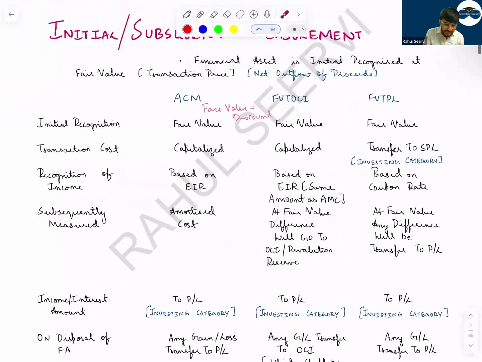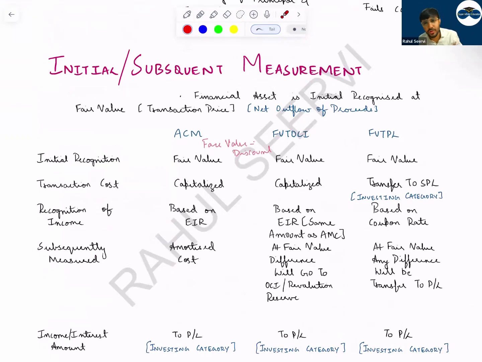Then we had discussed the initial and subsequent measurement of financial assets. Here we will record at fair value. Fair value means the net outflow of the proceeds, because you are investing. Here you will be incurring transaction cost, so you will be adding the transaction cost. In financial liability, we were reducing it. Here we will add it, because we are considering the net outflow.